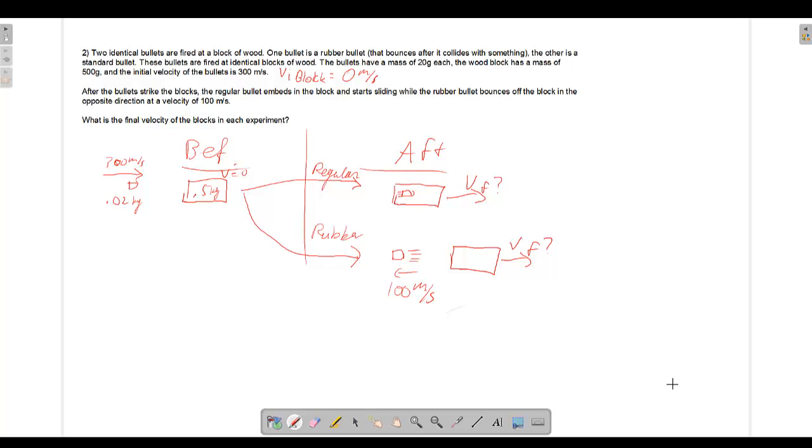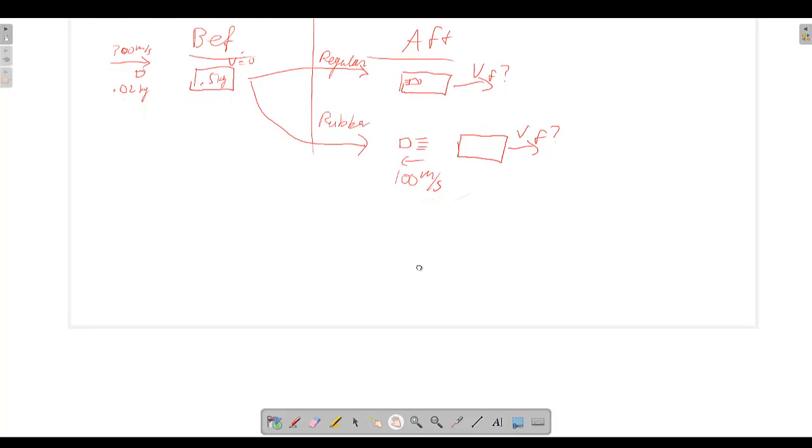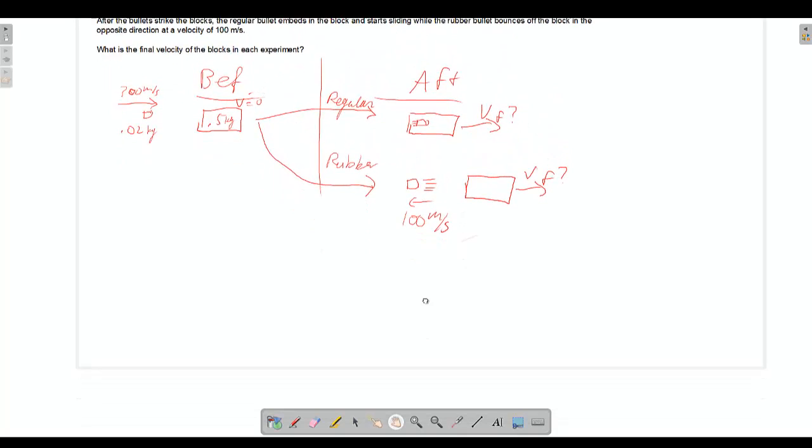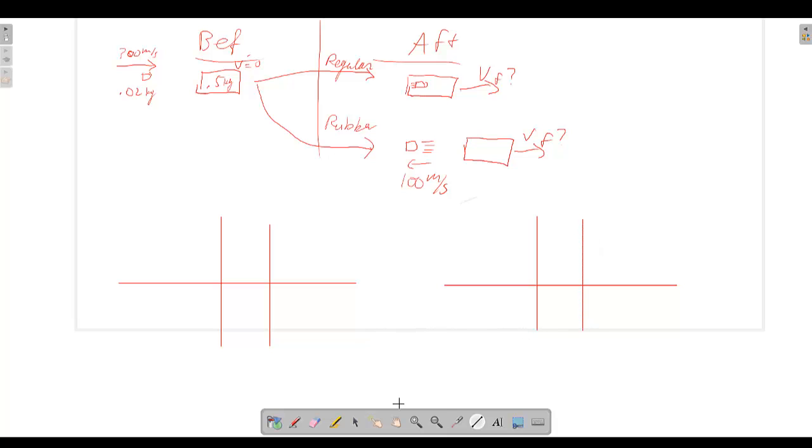So let's start with, we started with our diagram, our picture. The next thing to do would be to draw a bar chart to match the scenario. I think we have all the information in our picture, so I'm going to slide this down here. So for the bar chart, we need our system in each case. We'll have to have two bar charts, one for the rubber bullet and one for the regular bullet. This bar chart will then help us determine what equation we can use to solve each problem.